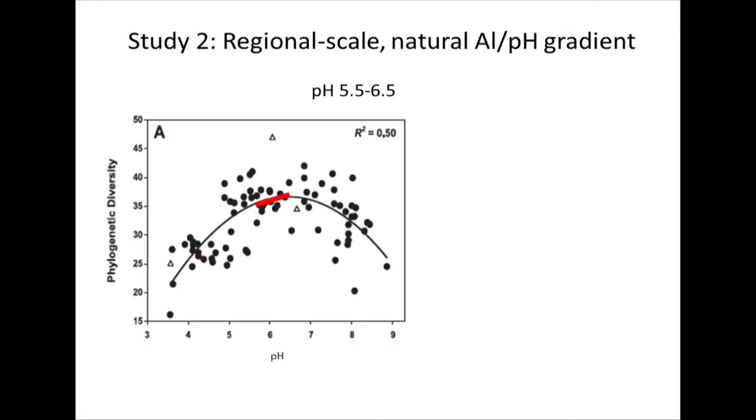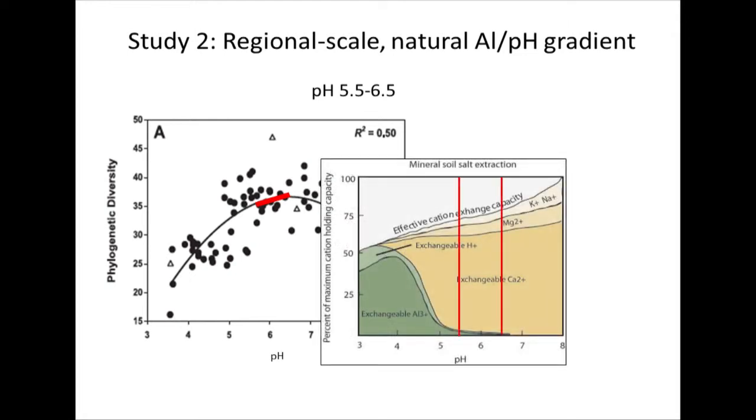If you look at this relative to the previous continental scale study, it's that very small portion of the curve, which potentially is right where diversity saturates. And when you look at the soil solution chemistry, we're looking at chemistry between those 2 red bars. So there are very, very small changes in soil chemistry over that range.